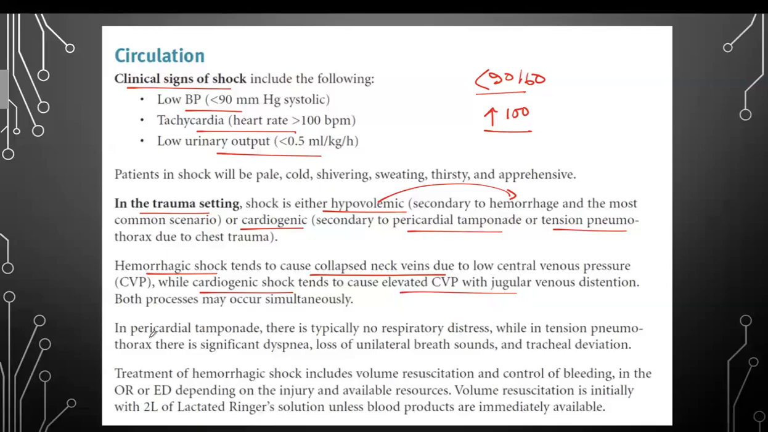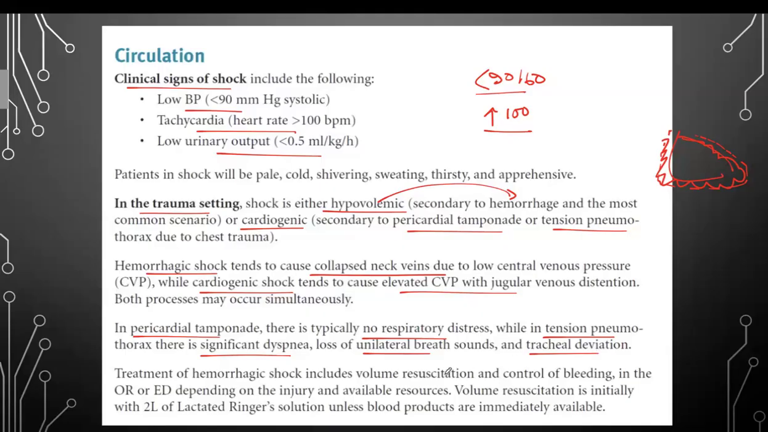Now we know that cardiogenic shock can be due to either pericardial tamponade or tension pneumothorax. How to differentiate between these? Very easy. Pericardial tamponade means that this is the heart and that's the pericardium, so there is most likely blood accumulation around the heart. A patient with pericardial tamponade will not have any respiratory distress, whereas in tension pneumothorax, they will definitely have significant shortness of breath. You might get other signs like loss of breath sounds, midline shifting to the opposite side like tracheal deviation, and the apex beat can be deviated. So all of those symptoms of tension pneumothorax will be there. That's how we can differentiate whether it is tamponade or tension pneumothorax.